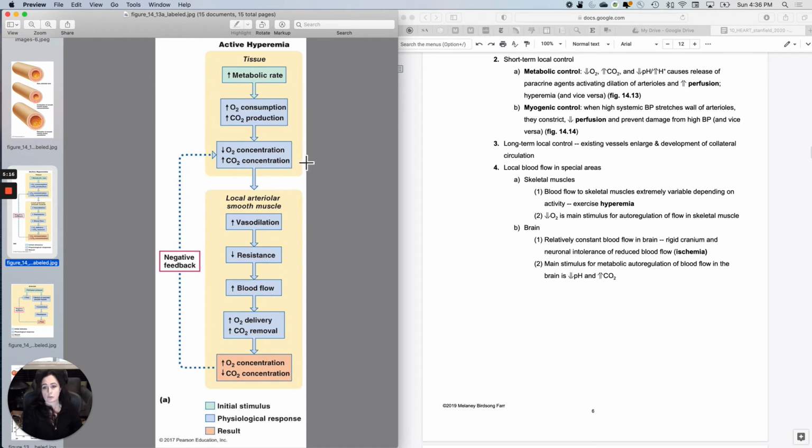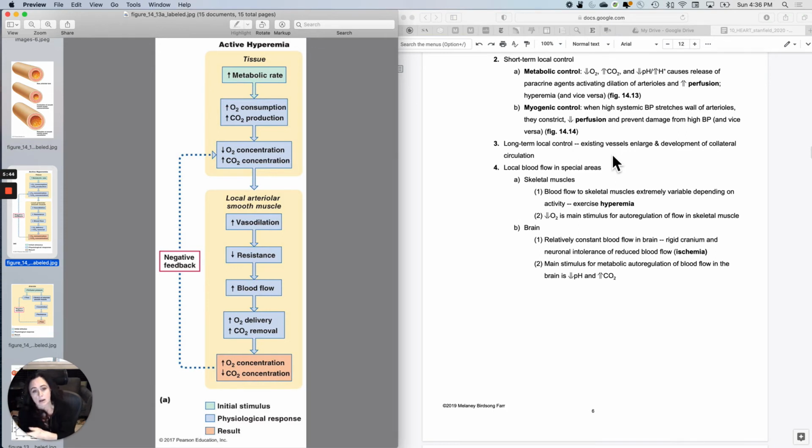Well, this is kind of a short-term fix, but the long-term fix would be that the existing vessels going to that tissue, maybe your skeletal muscle in your quadriceps femoris group, the long-term solution is the existing vessels can enlarge to deliver more blood flow. And you can also develop more capillaries in the area to have more collateral circulation in the area. So that's a long-term solution.